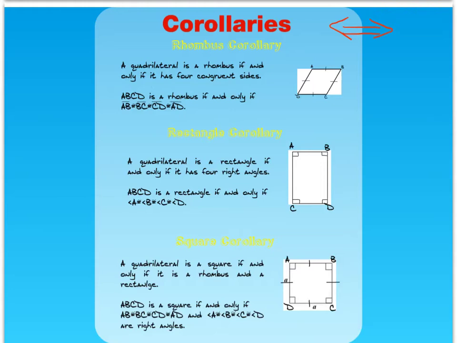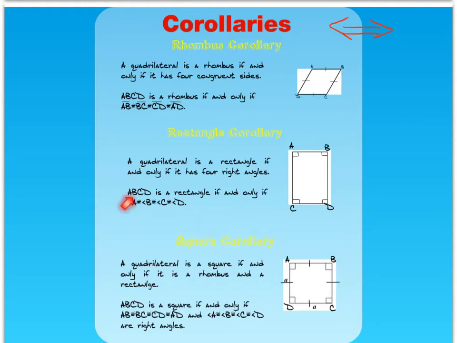In all of these corollaries, the rhombus, rectangle, and square corollary, we have a biconditional statement, meaning if and only if. So here we have a quadrilateral is a rhombus if and only if it has four congruent sides. That if and only if is the biconditional two-way arrow, so we can go both ways. We could first start with that a quadrilateral was a rhombus, and then state that all of its sides were congruent, or if we are given four congruent sides, then we could state that the quadrilateral was a rhombus.